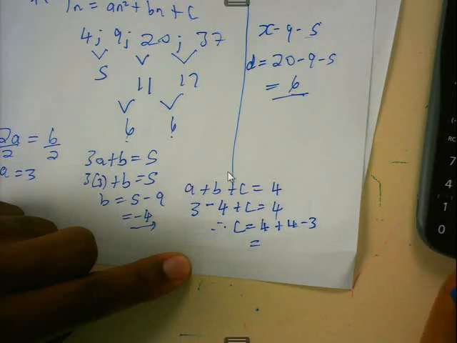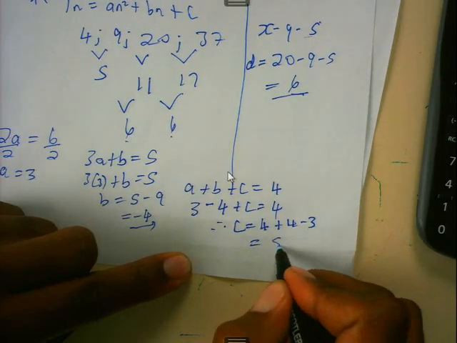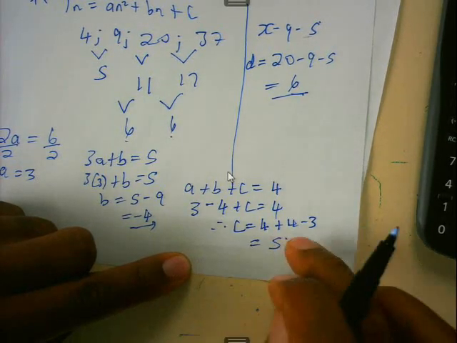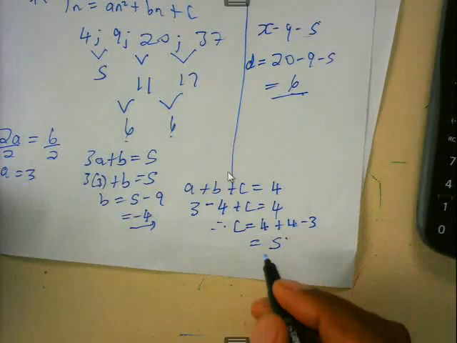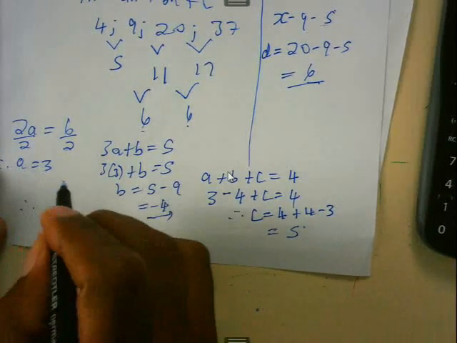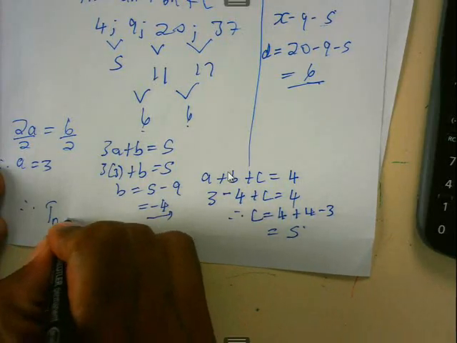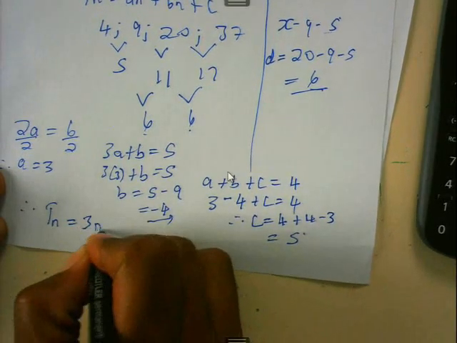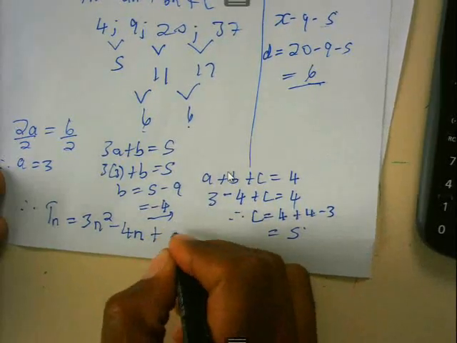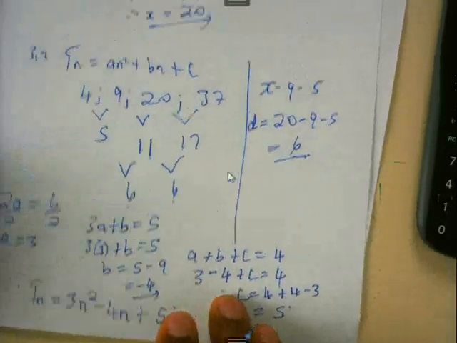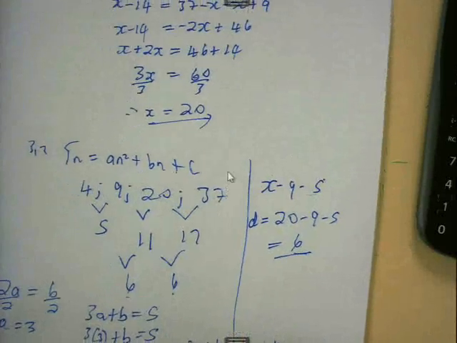And therefore, the answer there is what? The answer there is 5, because 4 plus 4 is 8. Now 8 minus 3, that is 5. Therefore, boys and girls, the final answer is Tn is equals to 3n squared minus 4n plus 5. That is the answer for 3.2.